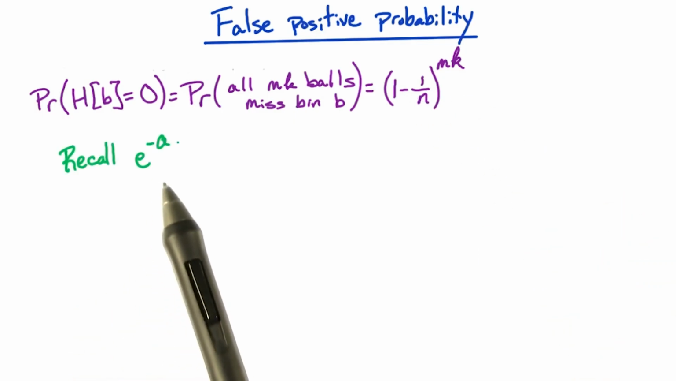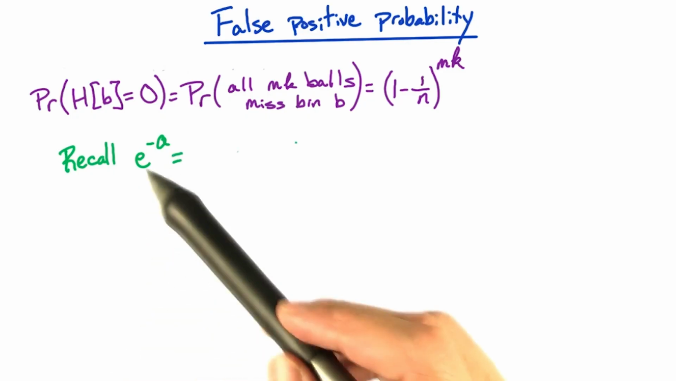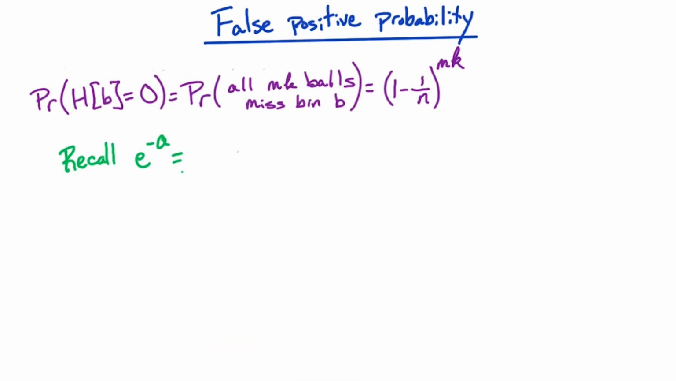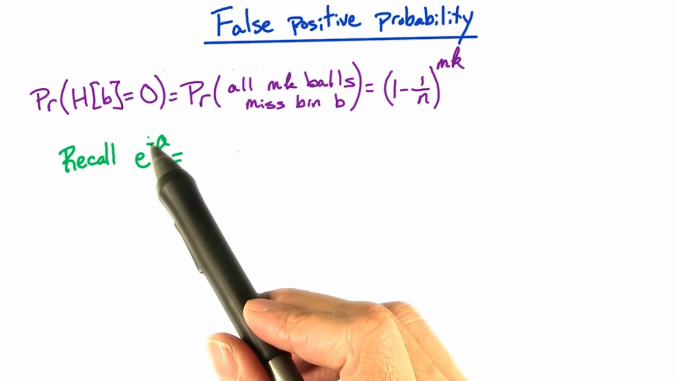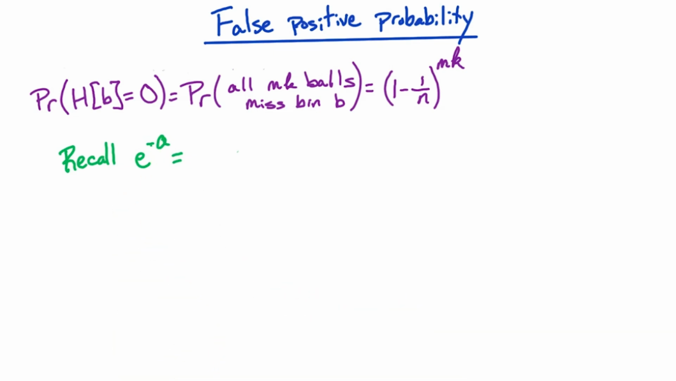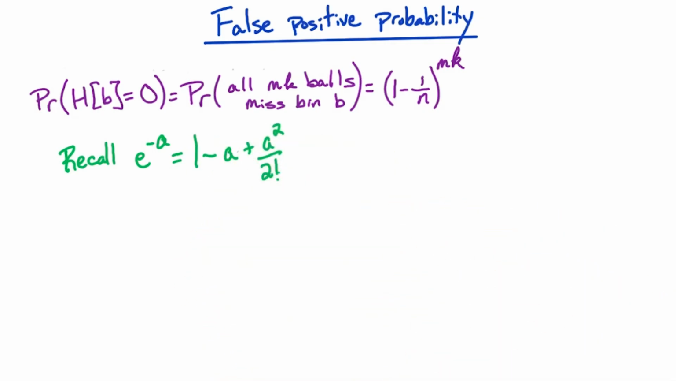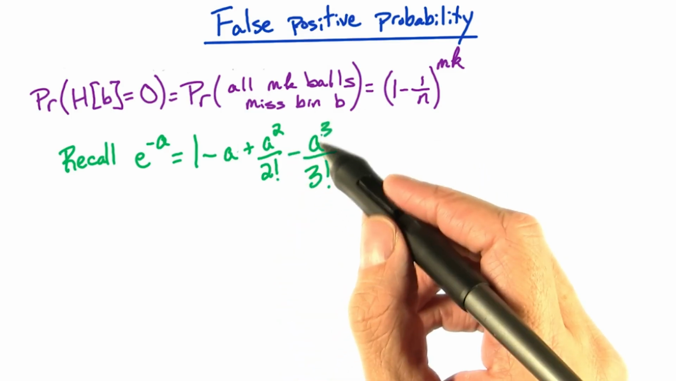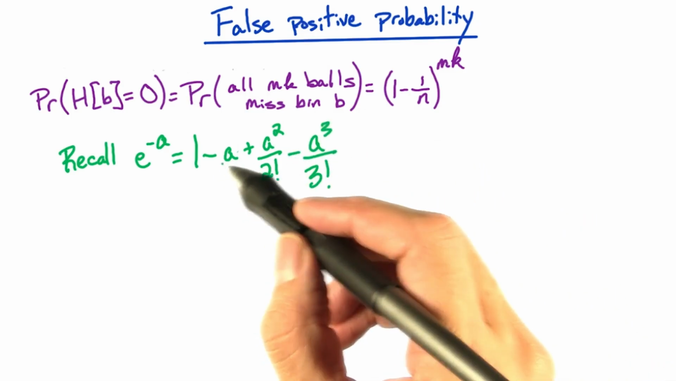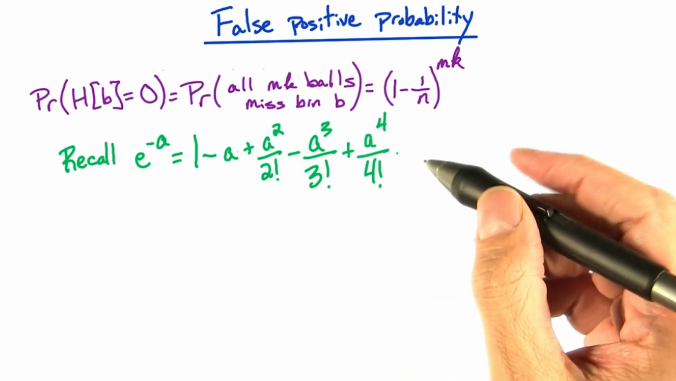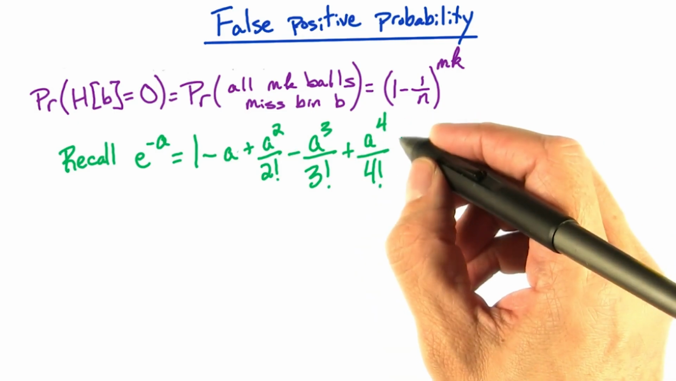Suppose I look at e to the minus a for a number a. Let's take a look at the Taylor series for the exponential function. Let me remind you of that expression. So I have the exponential of minus a, where a is a number. Let's start us off with 1 minus a, plus a squared over 2 factorial, minus a cubed over 3 factorial. Notice the alternating sign. Next term is a to the 4th over 4 factorial, and so on. You have this infinite series.